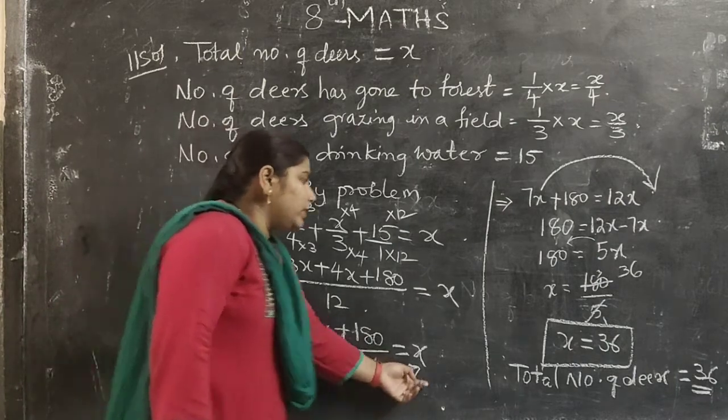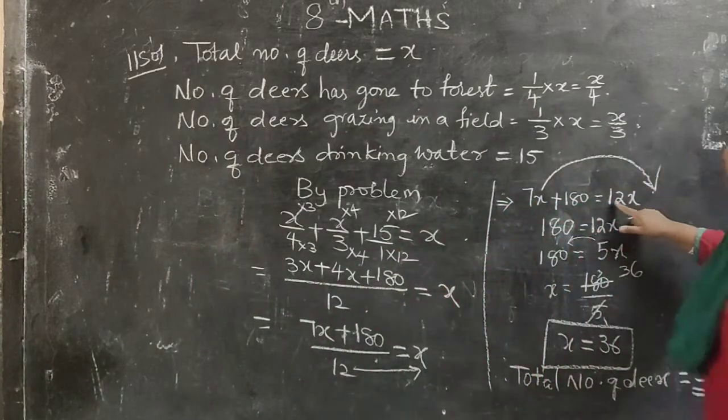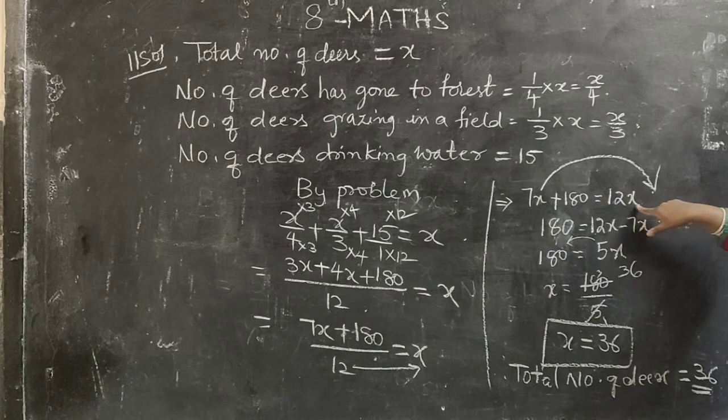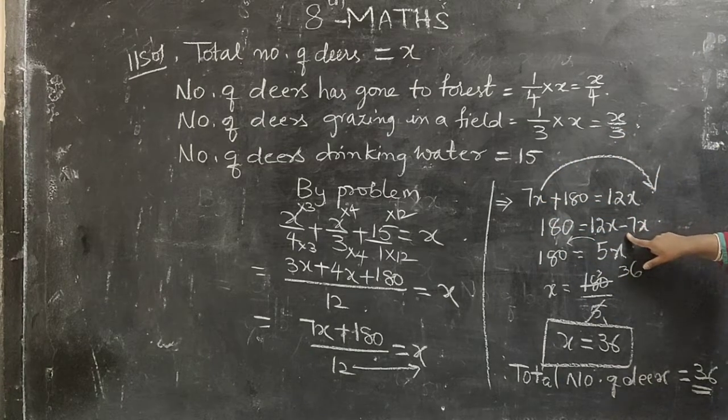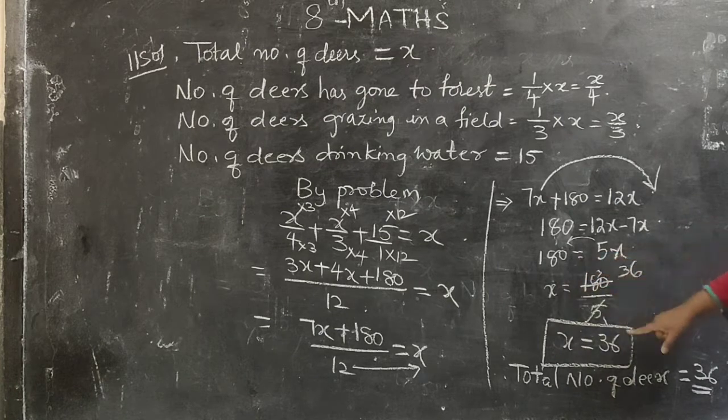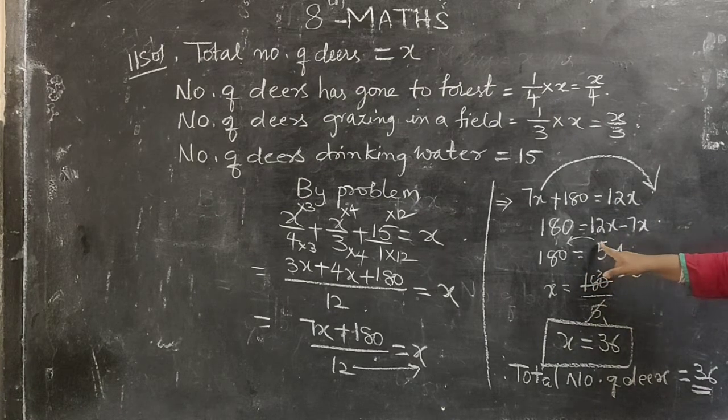I am sending this 12 to the other side, that will be multiplication, that means 12x here. 7x plus 180 is equal to 12x. I am sending this 7x to the other side, that will be minus 7x. 180 is equal to 12x minus 7x. 180 is equal to 12 minus 7, which will be 5, that means 5x. I am sending 5 to the other side, that will be in the form of division.